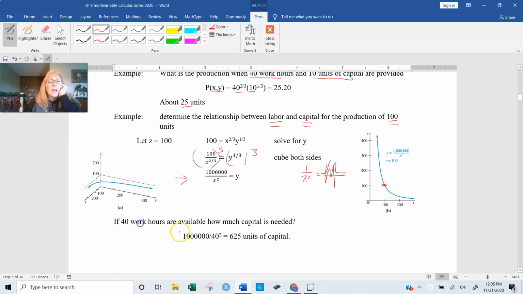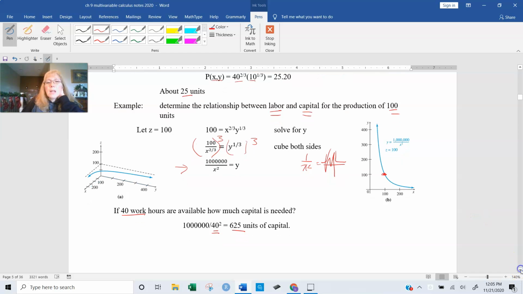So if 40 work hours are available, how much capital is needed? We literally plug the 40 into here, and we solve. I'll need 625 units of capital to supply my 40 hours of labor.